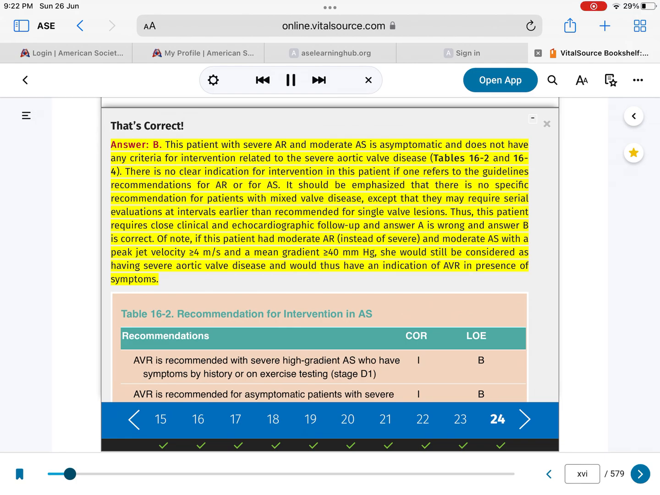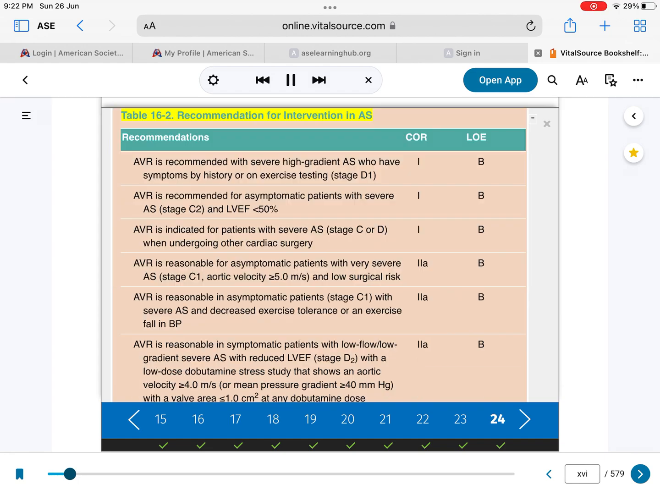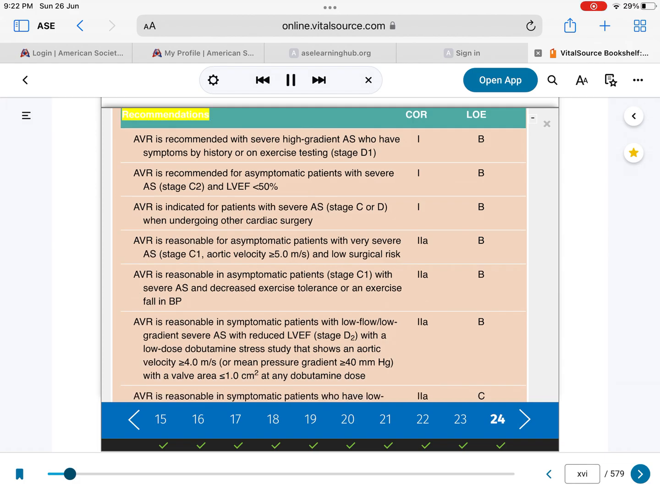Of note, if this patient had moderate AR instead of severe, and moderate AS with a peak jet velocity of 4 meters per second and a mean gradient of 40 millimeters Hg, she would still be considered as having severe aortic valve disease and would thus have an indication of AVR in presence of symptoms. Table 16.2. Recommendation for intervention in AS. Recommendations.